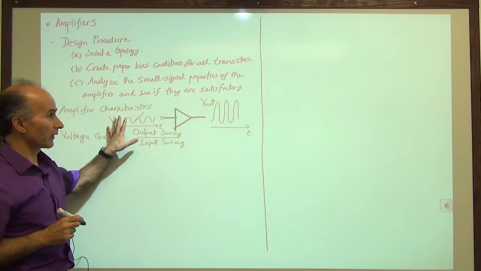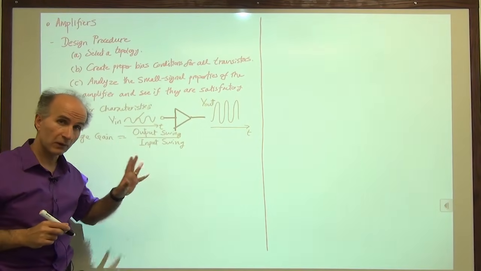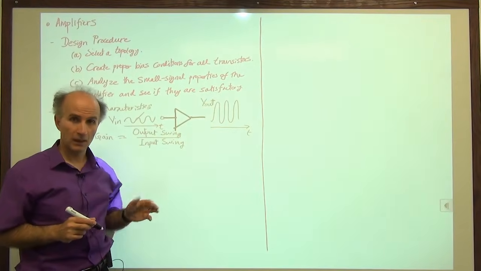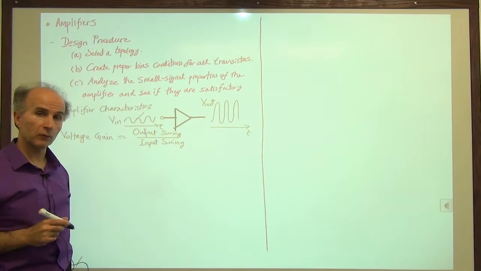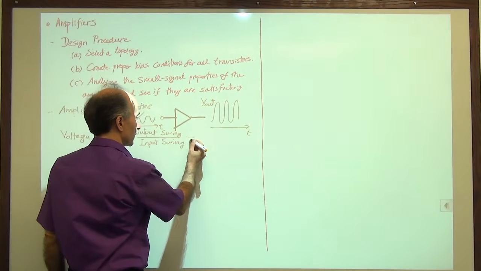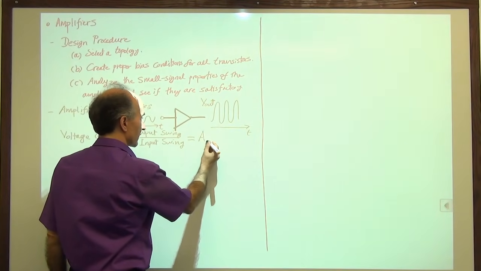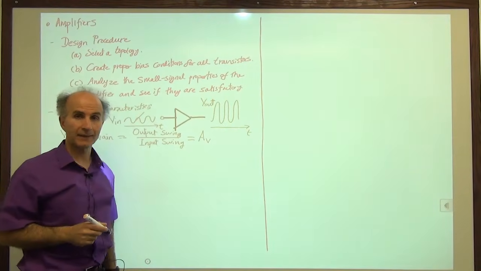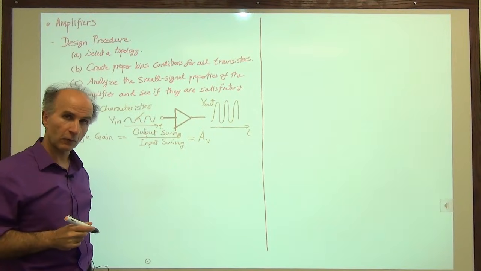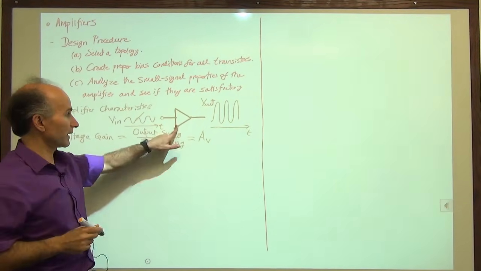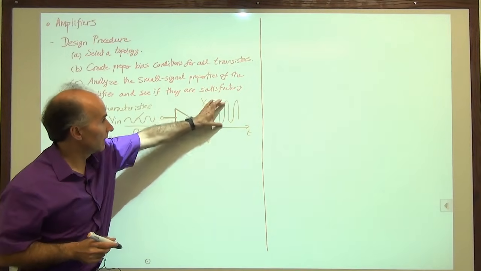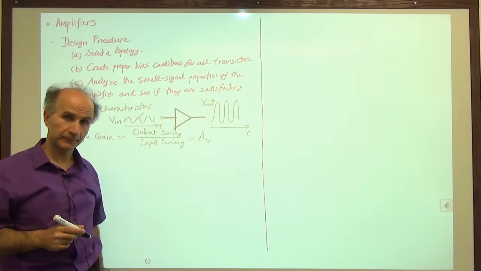Of course, for now we're dealing with only small signal quantities, meaning that this is a small change, that's a small change, and so on. So these are all meaningful quantities. We have a symbol for voltage gain, and that's A sub V. A represents gain, and V is voltage. For example, we say the voltage gain of this amplifier is 10, and that means that this output swing is 10 times this input swing.